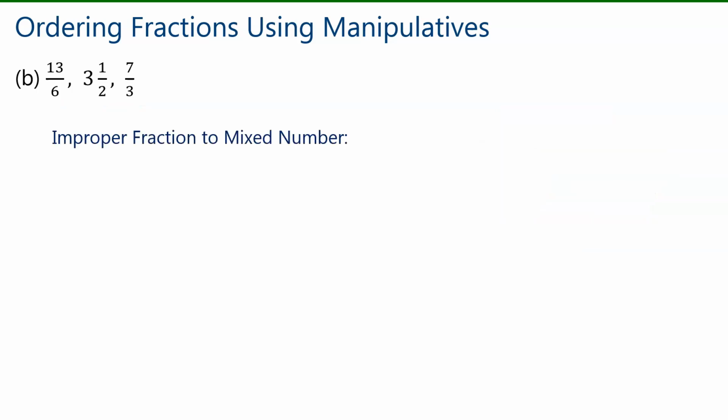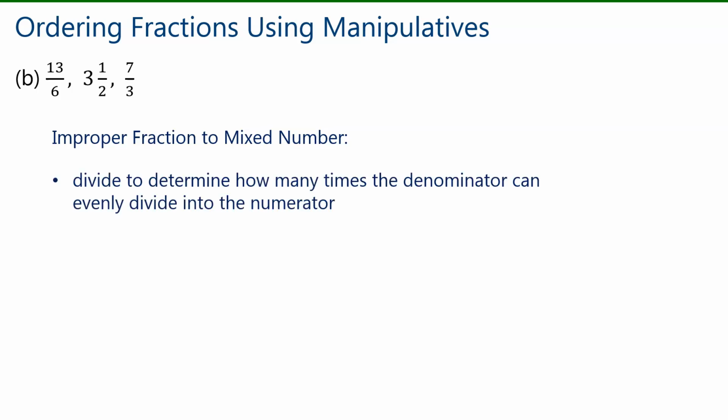So how do we go from an improper fraction to a mixed number again? Well, first thing we're going to do is divide. We need to determine how many times the denominator can evenly divide into the numerator. So for 13/6, I see that that can go in 2 times. Now that becomes the whole number part in the mixed number.